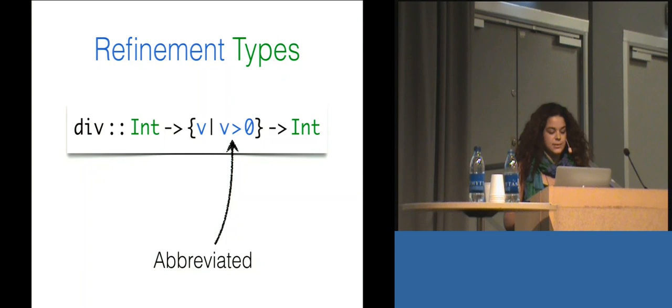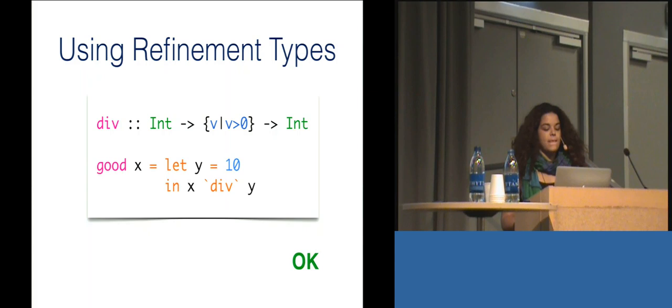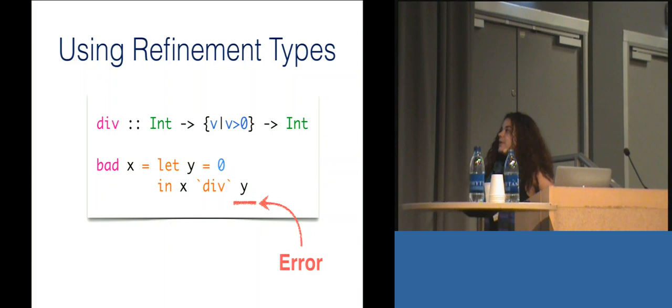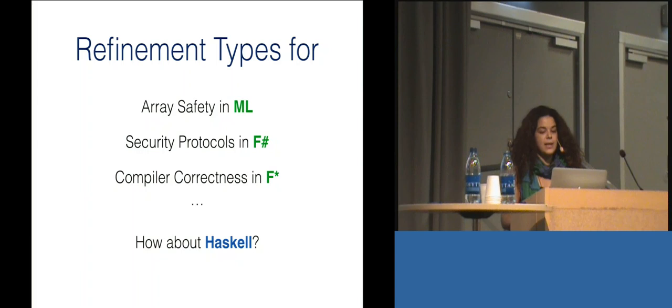So given this type for the divisor operator, a function that uses div is okay if and only if its second argument is always greater than zero. For example, function good is okay because it divides its argument x with a value 10, but function bad creates a refinement type error because it divides its argument x with zero. So refinement types have been used to prove more interesting properties than just division safety. For example, they have been used to prove array safety in ML. They have been used to prove correctness of security protocols in F-star and compiler correctness in F-star.